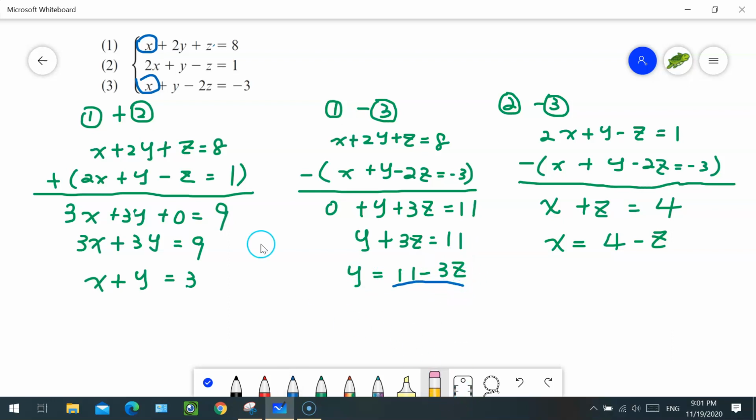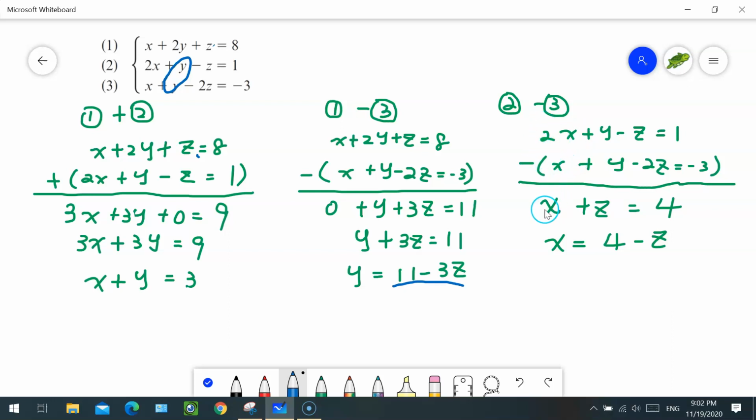The last one, we combine equation 2 and the equation 3. So when I look at number 2 equation and number 3 equation, I realize I can eliminate the y by subtracting both of the equations. So I set up the number 2 equation here and number 3 equation here. I put a minus sign here.